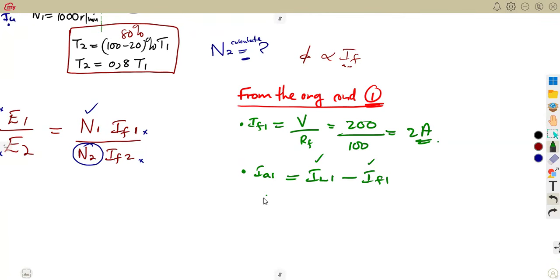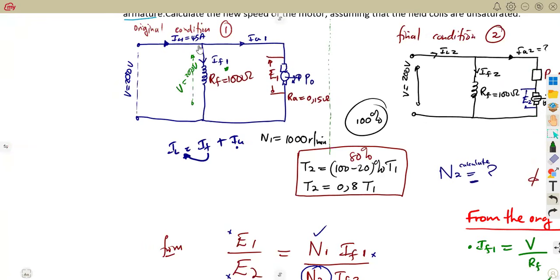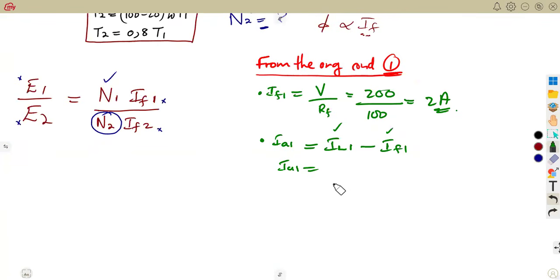So let us just substitute and calculate our armature current from our diagram. The load current, remember, is 45 amps. So we've got 45 that you're given there minus the field current, which is 2. So this is going to give us 43 amps. This is what we are having from the original condition. We calculated the field current, and it helped us to calculate the armature current.